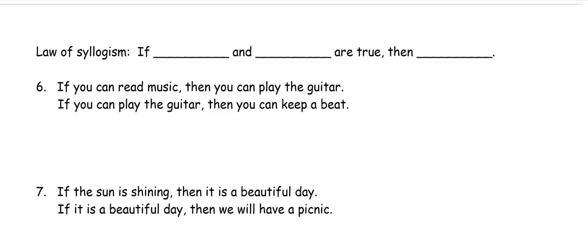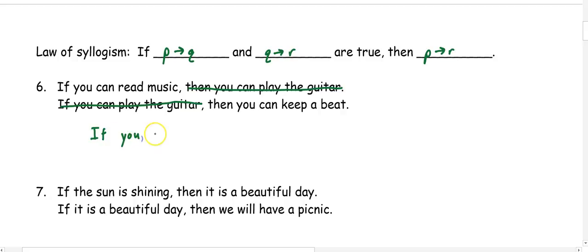So the law of syllogism means if P to Q is true and Q to R is true, then P to R is true. So if one thing happens that leads to another, and that thing leads to another, we can say the first just leads to the last. So for example, if you can read music, then you can play the guitar. If you can play the guitar, then you can keep a beat. So play the guitar was repeated twice, so we can take that out and just conclude, if you can read music, then you can keep a beat.